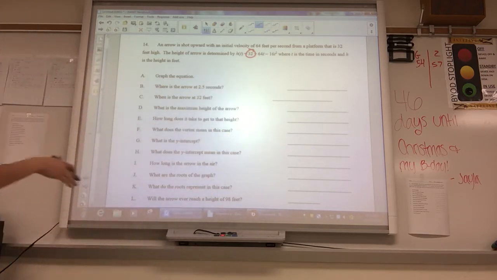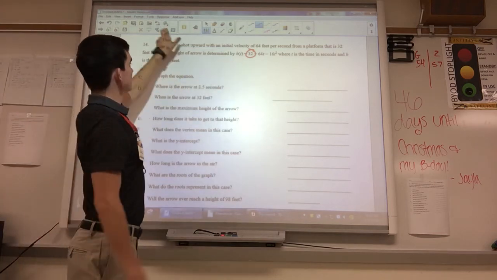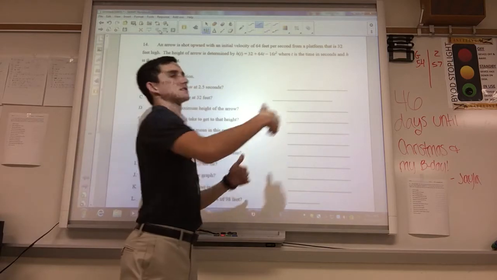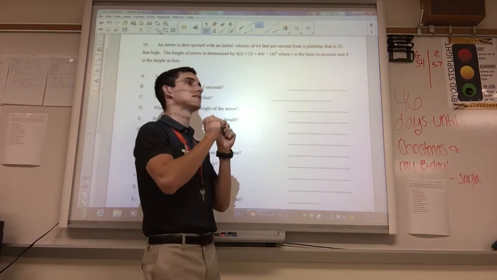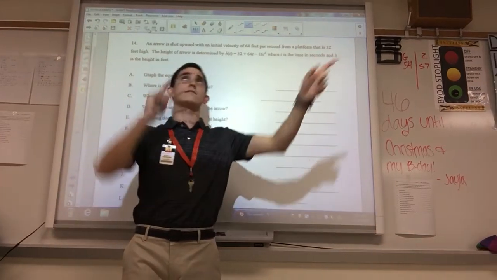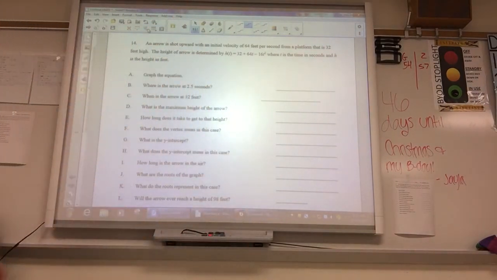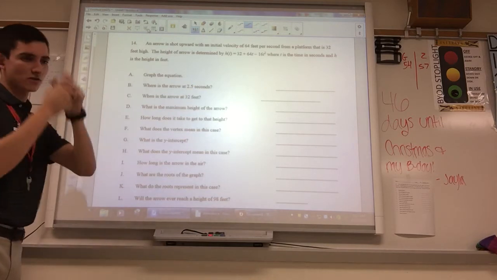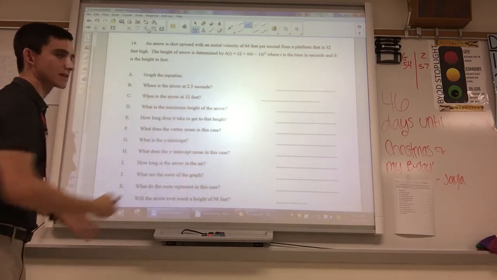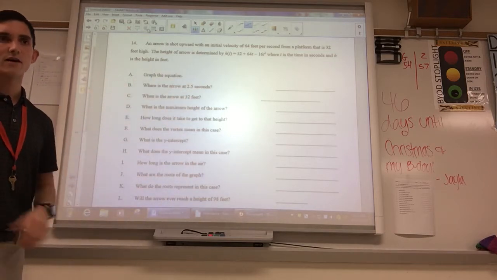Okay, so the height of the arrow is determined by this equation. Now this equation is not talking about, again, the distance from where it's shot. It's just talking simply how high it is given the time, right? It could be shot to the right, left, straight up. It doesn't matter. It's just height versus time, where t is the time in seconds and h is the height in feet. So it says graph the equation. Okay, this is given in the context of you using your calculator. Let's do it without a calculator. Okay, so we're not going to graph the equation.